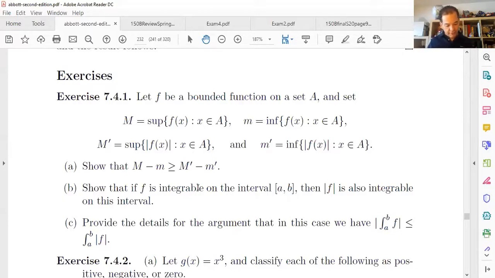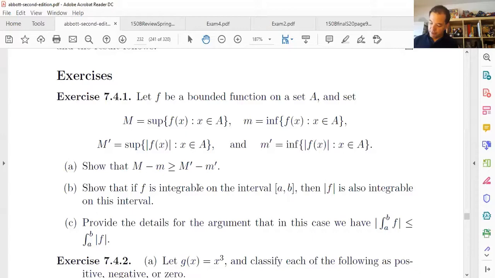We are also going to have, let's see. Okay, so let me write it down. Capital M is the supremum of the F's. A is just an arbitrary set. And little m is the infimum with no absolute value. And then M prime is the supremum when we have absolute value. And little m prime is the infimum when we do have absolute value.